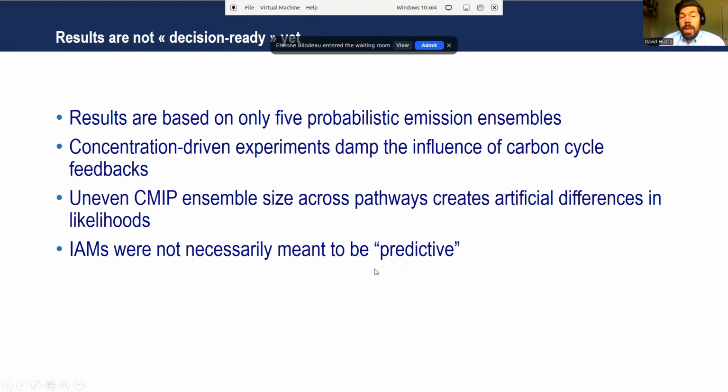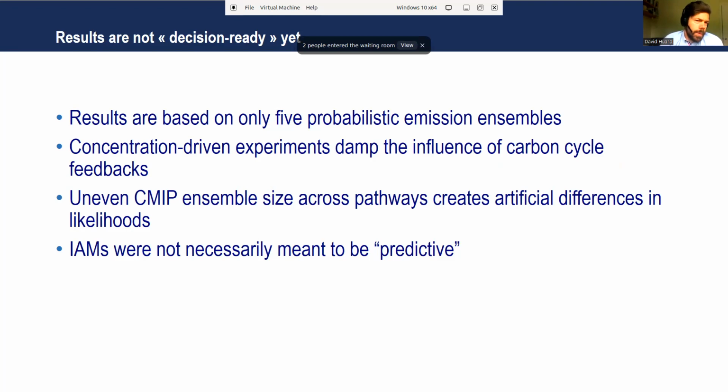And so again, I'm not saying we should use those results. It's not decision ready yet. It's only based on 5 probabilistic emission ensembles. Also, because the experiments in CMIP are concentration driven, the effect of carbon cycle feedbacks is damped. So we don't have the full description of what emissions imply for future climate change.